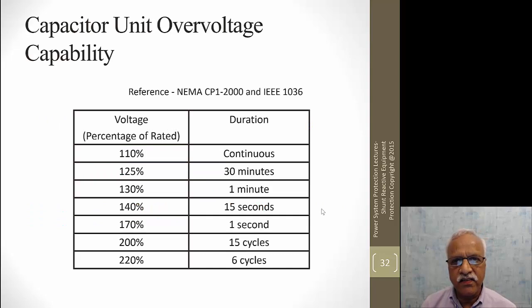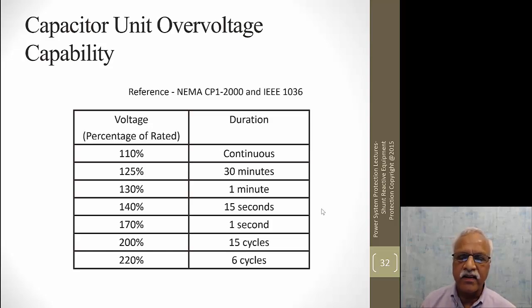So if the voltage increases, the standard specifies that it should be able to withstand 110% of its rating continuously. And then as the voltage increases, the allowed time reduces, and at 220% of the rated voltage, you have to take it out of service within 6 cycles. That is the withstanding capability of this.